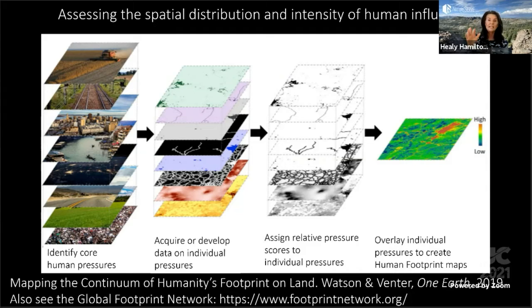These approaches facilitate the mapping of Earth's remaining wilderness, right? We can identify those pressures, acquire or develop data on those individual pressures, assign relative pressure scores to individual pressures, and then stack them up, analyze them, and overlay them. That allows us to facilitate the mapping of Earth's remaining wilderness, improve estimates of extinction risks, help us monitor the status of existing protected areas, and guide decisions about where new protections will be effective at conserving biodiversity.